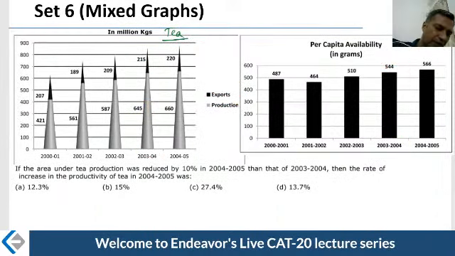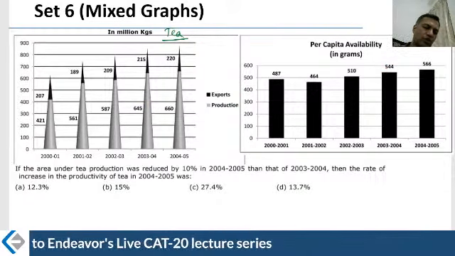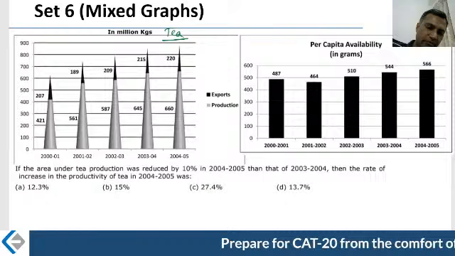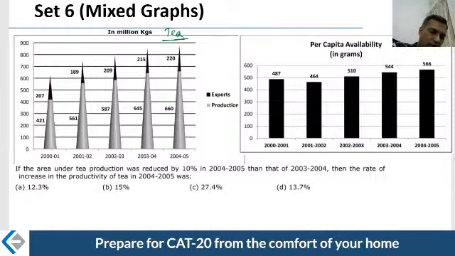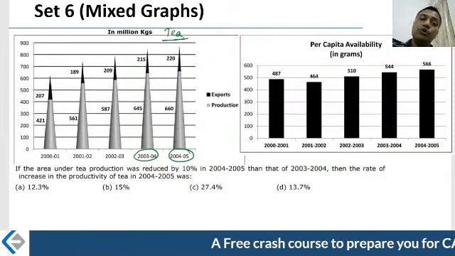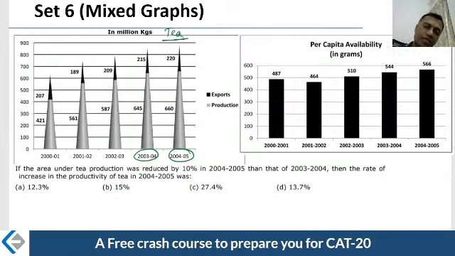Let's do it together. If the area under tea production was reduced by 10% in 2004-05 when compared with 2003-04, I'm considering these two years, right? The area under cultivation is reduced, which means you did not use the area that you used last year. You reduced it by 10% than the previous year.